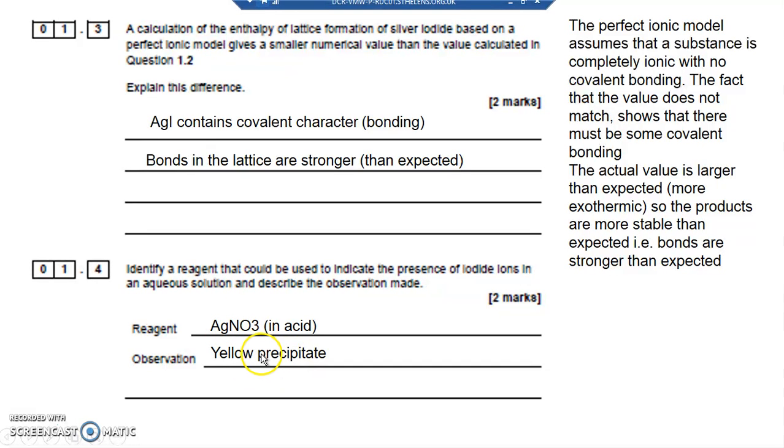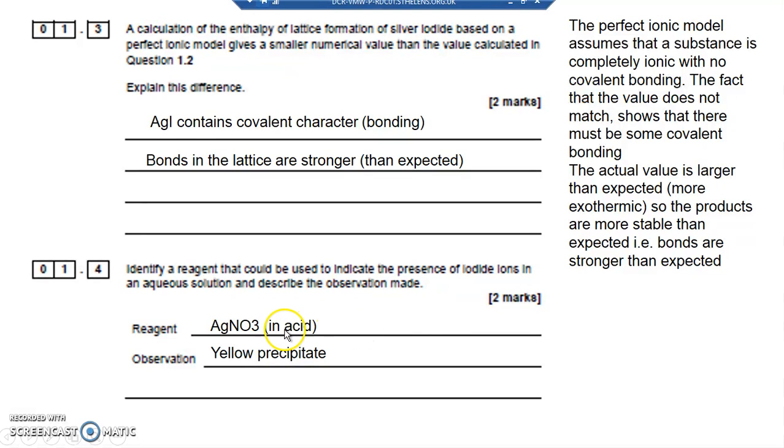Silver chloride is white, and it will dissolve in dilute ammonia. Silver bromide is cream and it will dissolve in concentrated ammonia. Silver iodide is a yellow precipitate and it won't dissolve in even concentrated ammonia. It's sometimes difficult to tell the colour between yellow, cream and white, so the use of ammonia will be a double check to make sure that you've got iodide ions rather than possibly bromide or chloride ions.